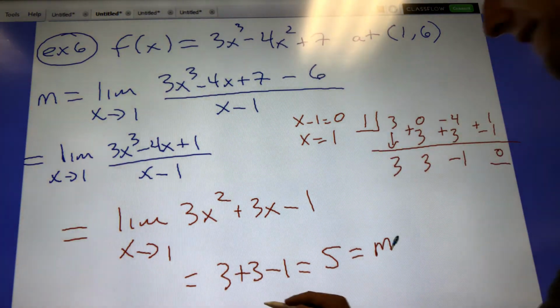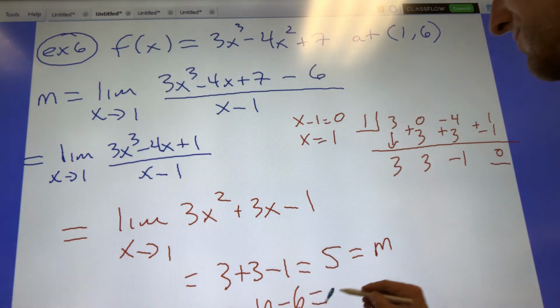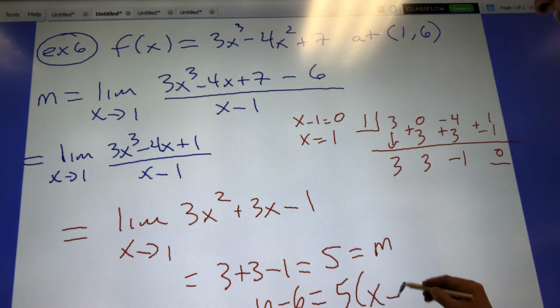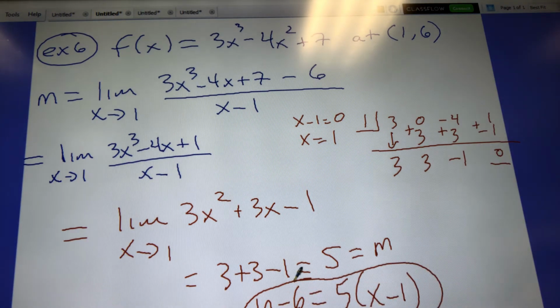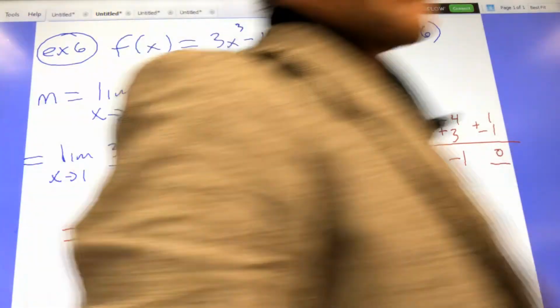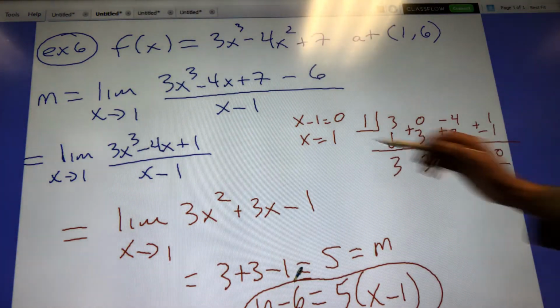So I have y minus the y value is equal to the slope times x minus the x value. And that is really what your homework set 3 is all about, whether you are in person or remote.